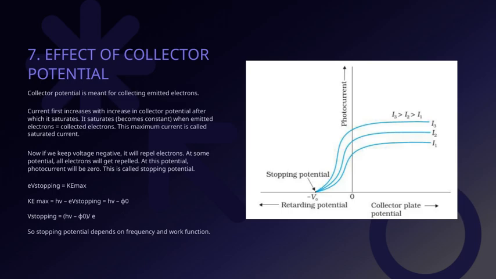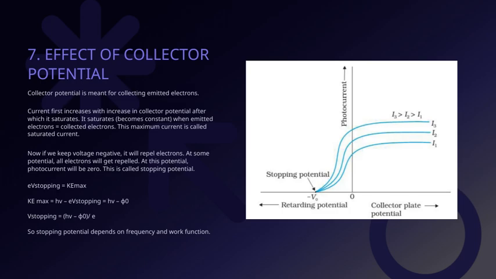Now, if we keep the collector voltage negative, it will repel the emitted electrons. At a certain negative potential, all electrons will be repelled, and the photocurrent drops to zero. We call this specific potential the stopping potential.